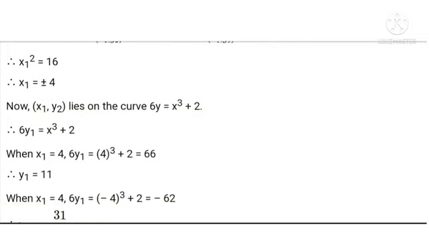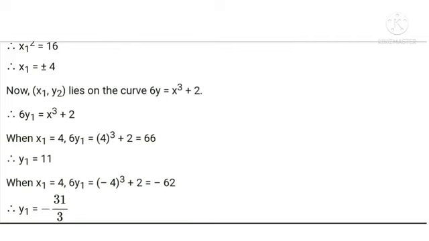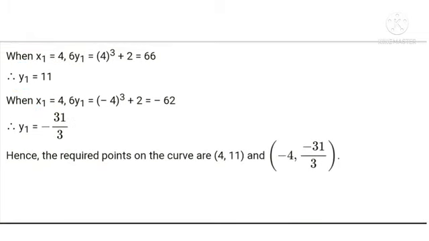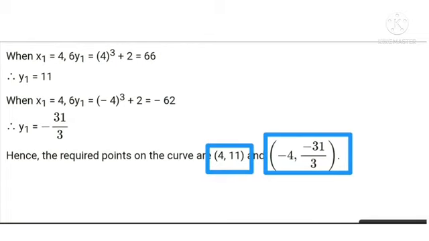Now (x1, y1) lies on the curve, so it satisfies the equation. You put x is equal to x1 and y is equal to y1. So first you take x1 is equal to 4, find y1, and then take x1 is equal to minus 4 and find the value of y1. So we get (x1, y1) as (4, 11) and (x2, y2) as (minus 4, minus 31 upon 3).